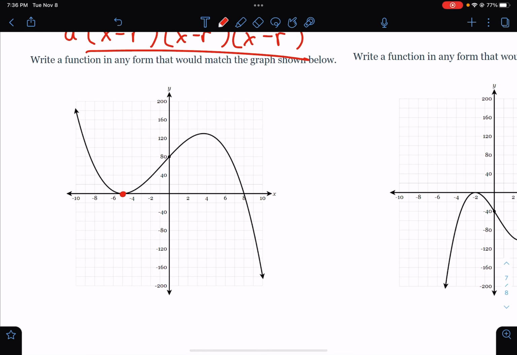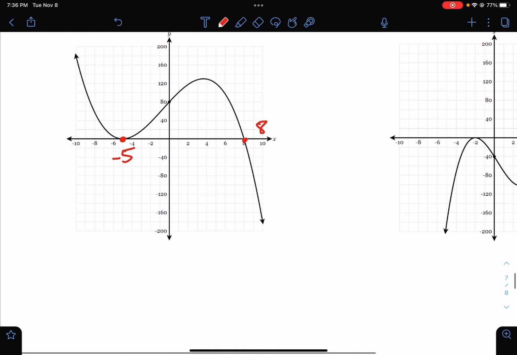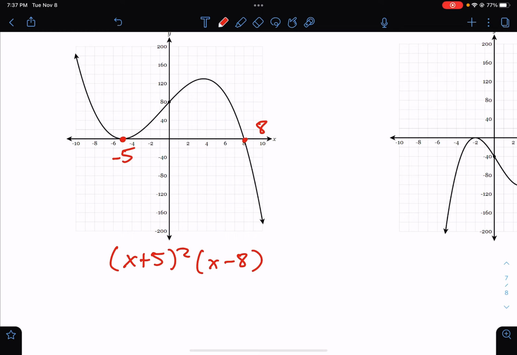All right, so let's take a look here. We can see that this guy goes through negative 5, and it bounces there, right? So that's a multiplicity there. That's going to have a multiplicity of 2. It also goes through 8, all right? So we know that we're going to have x plus 5 squared, all right? And we're going to have x minus 8. Now, the only thing we don't know is our a value.